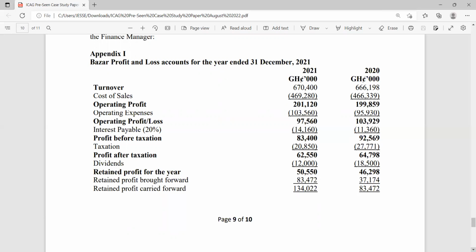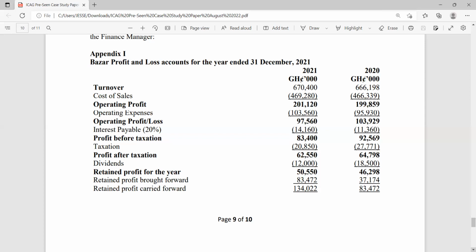Now let's look at the cost of sales. The cost of sales seems to be increasing at quite a similar rate. So it's increased by about 3 million as well, right? So what does this mean? First of all, if I'm looking at these financials, one of the things I would do is I would calculate cost of sales as a percentage of turnover.